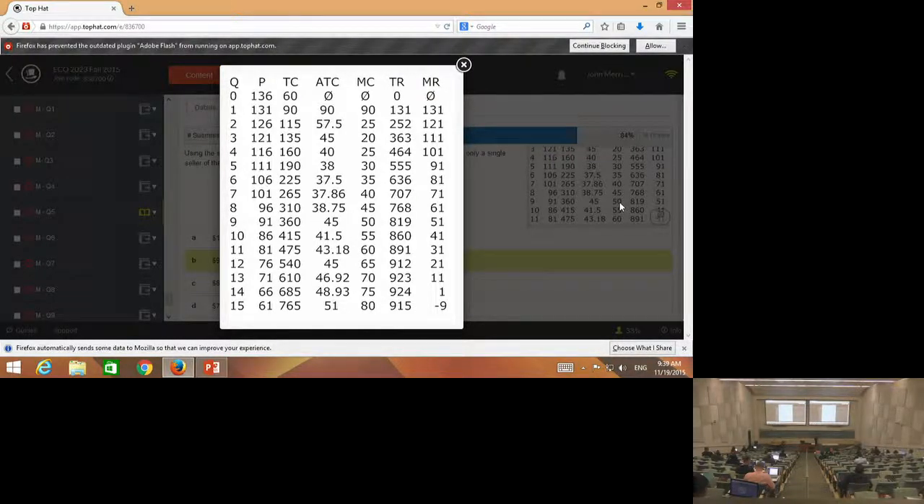If you went to 10, if you lowered your price to 86 to sell 10 instead of 9, the additional revenue would be $41 and the additional cost would be $55. No go. So you stick to the quantity 9, price of 91, as the monopoly quantity.